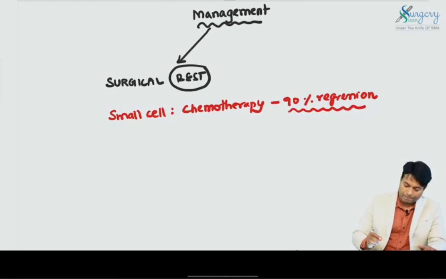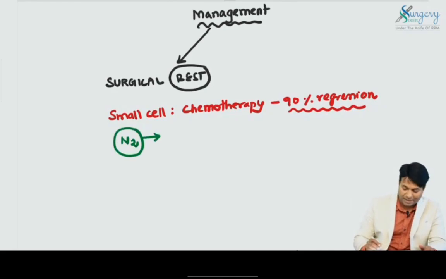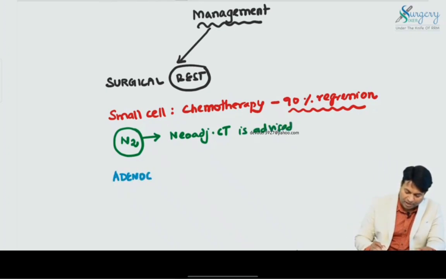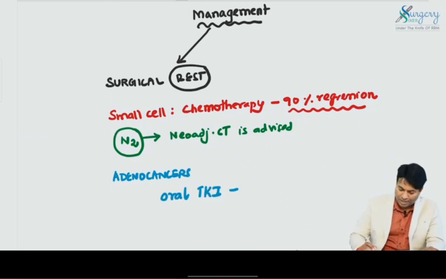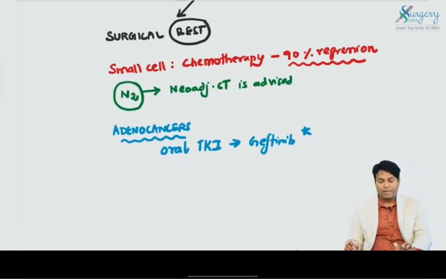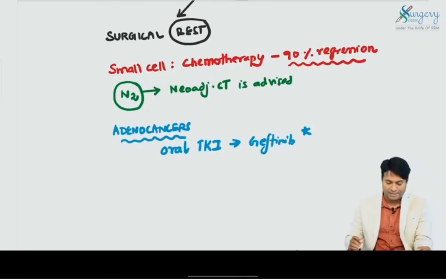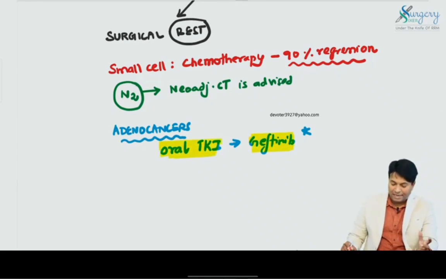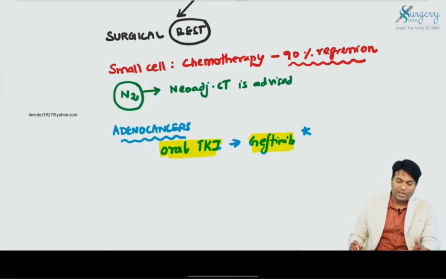Okay. For N2 cases, patients with extensive nodes in the mediastinum, we have to give neoadjuvant chemotherapy. And for adenocancers, they have now introduced one new drug, an oral tyrosine kinase inhibitor known as gefitinib. So this is especially beneficial in adenocancer. Please remember this from Bailey and Love. Gefitinib is an oral tyrosine kinase inhibitor used for adenocancers. Single agent therapy like this can be useful for old patients, very old patients.